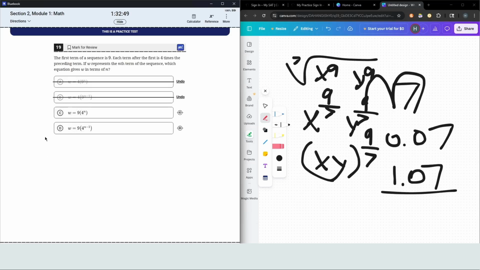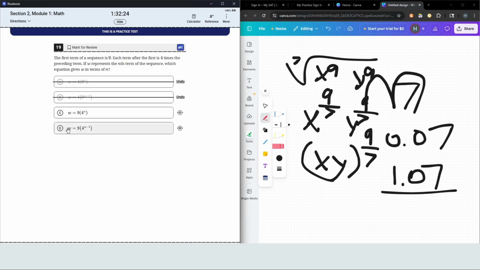An easy way to test this is the question that says the first term of a sequence is 9, and n is the number of terms. So for the first term, what's 4 to the power of n? If you replace n with 1, 4 to the power of 1 is 4, and then you do 9 times 4, which gives you 36. That's not giving you 9. The first term is supposed to be 9.